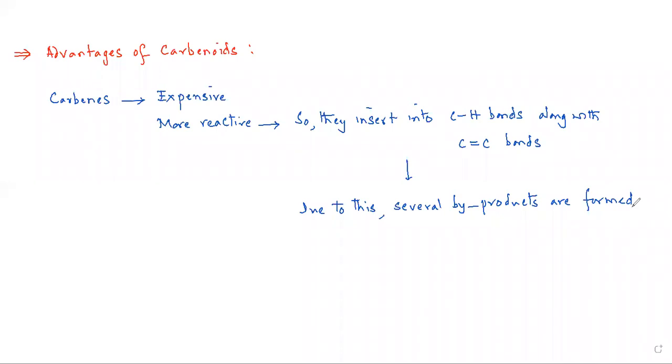To avoid this, I mean, only to add up across the multiple bond, we go for carbenoids. So this is about the addition of carbenoids. Next.